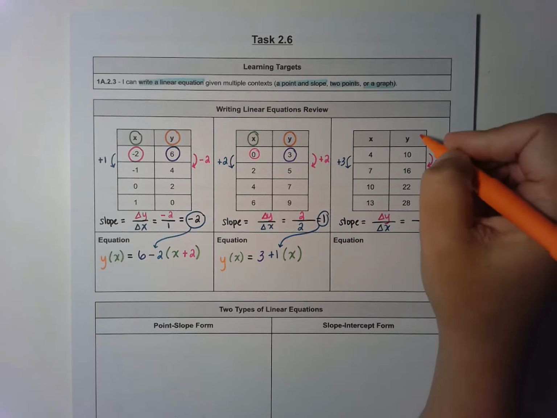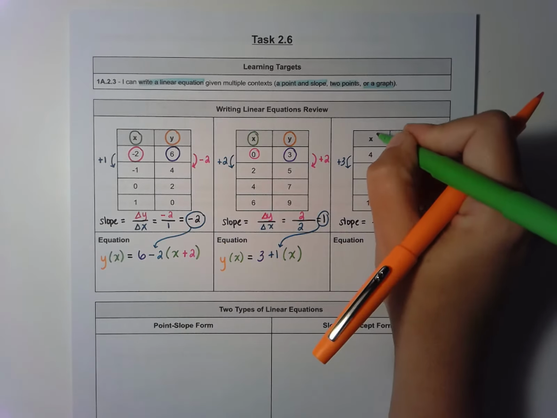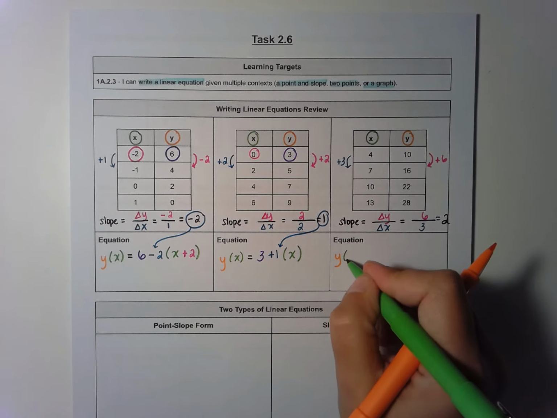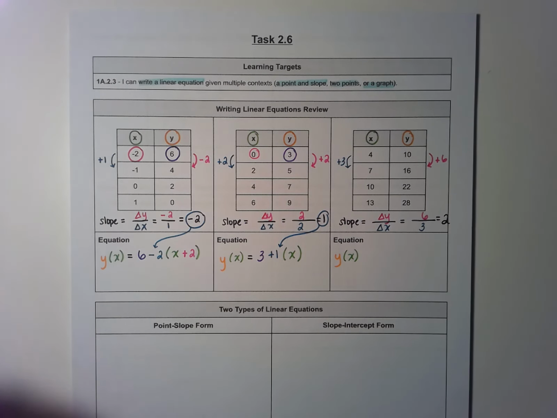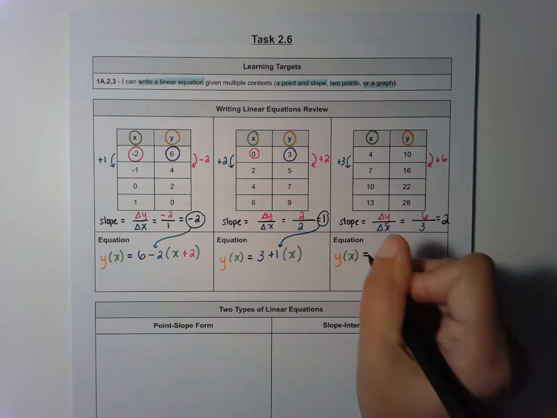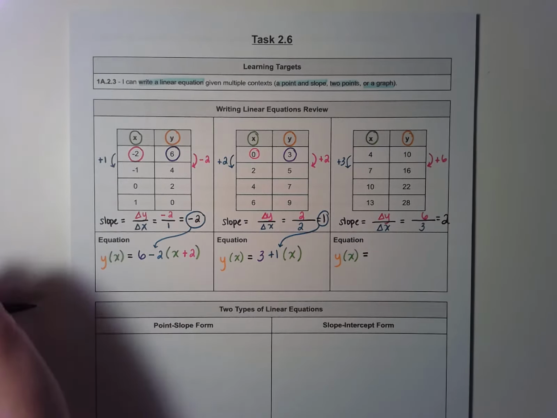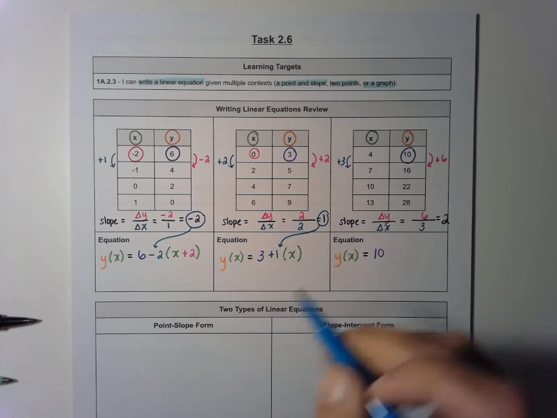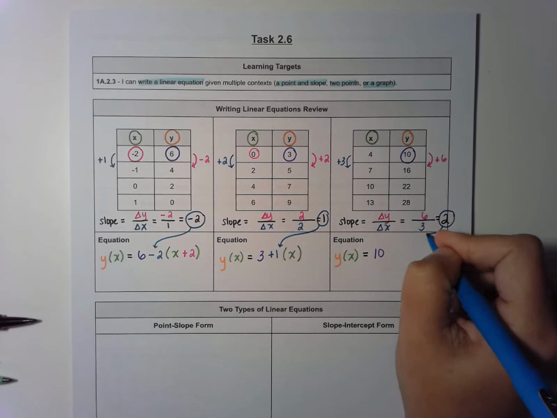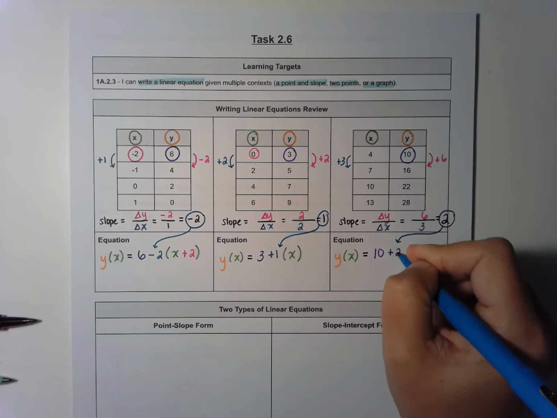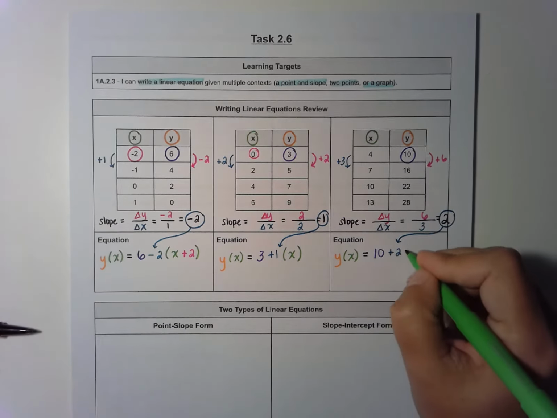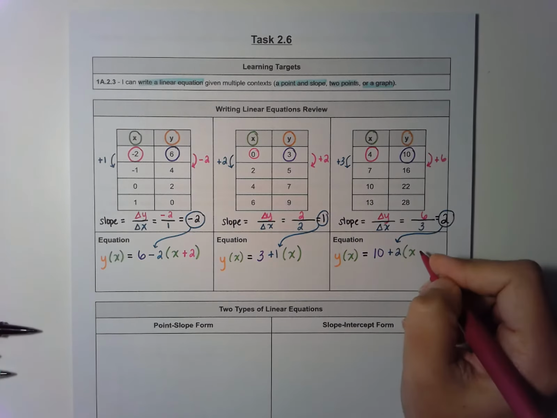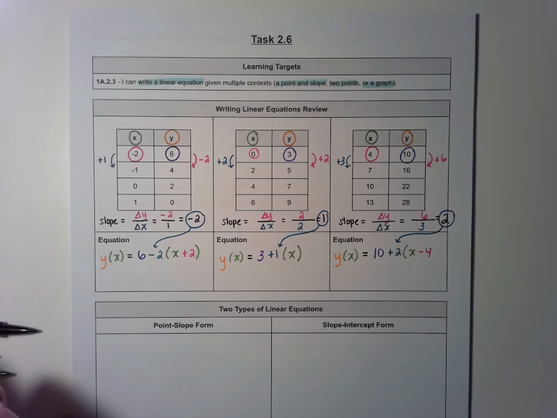So my equation is going to start y of x is equal to, and I'm going to have my starting value, which is 10, plus my pattern, which is 2, parentheses x, and then I need to get back to 0. So since this starts with 4, I would put minus 4 here.